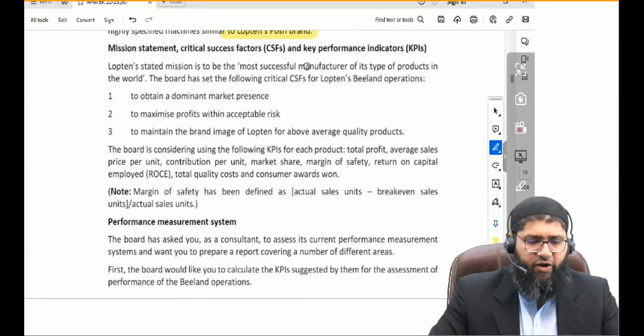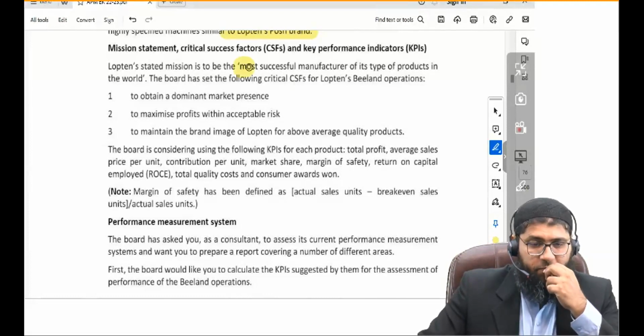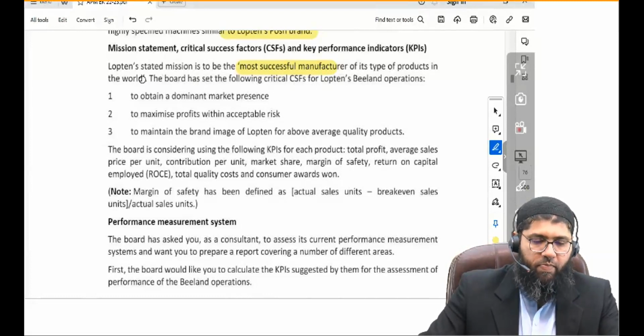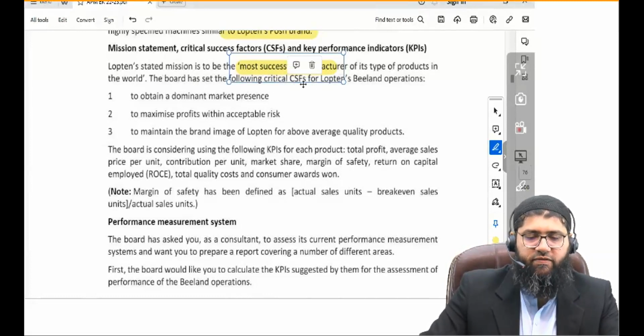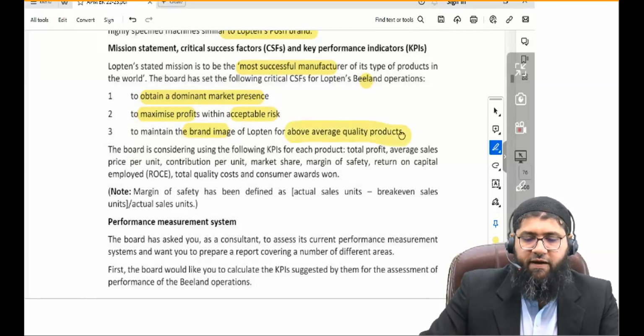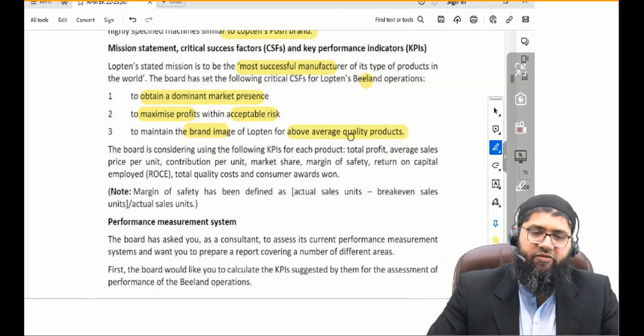Okay, let's just start off. Now see, it says the mission statement of Lopton is to be the most successful manufacturer of its type of products in the world. The board sets the following critical success factors for Lopton's B land operations: to obtain a dominant market presence, to maximize profits with acceptable risk, and to maintain the brand image of Lopton for above average quality products. So there are multiple things in the mission statement.